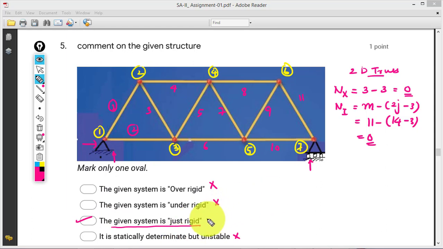Just rigid means that, looking at the arrangement or number of members, if m is just equal to 2j minus 3, you can say this is a just rigid structure. This 2j minus 3 is the minimum number of members required in the truss for internal stability.